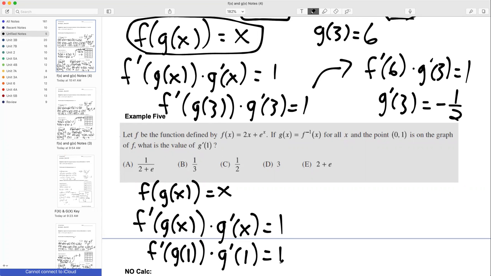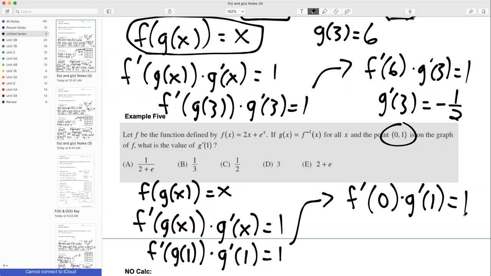So what is g of 1? Zero. f of x, Rachel. Right, and they are inverses of each other. Therefore, zero. g of 1 has to be 0. It has to be 0 because f and g are inverses of each other, and they give me a point. 0,1 is on the graph of f.